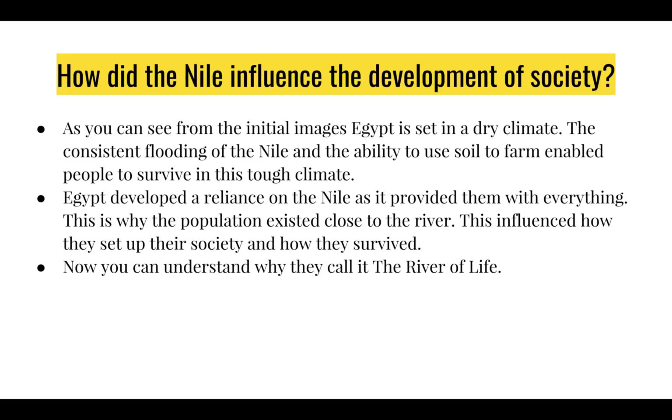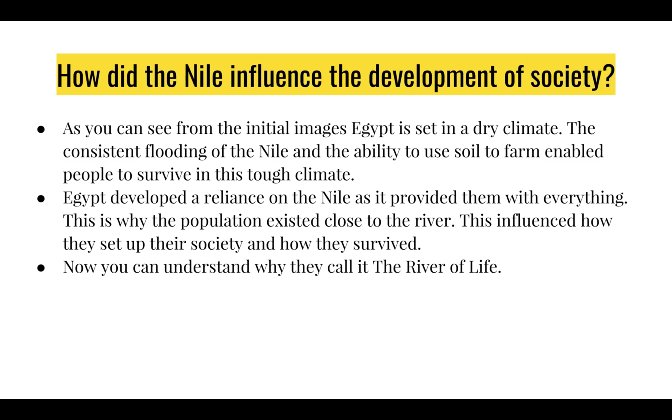So the final thing is, what influence did the Nile have on the development of society? I said at the start that they call it the river of life, and that we'd try to see if that was true by the end of the presentation. The reality is, we can see from the Google images that Egypt has a very dry climate. But the consistent flooding of the Nile meant that they could manage it and they could actually live and survive in that area. And obviously, the Egyptian civilization lived and prospered for many, many years.